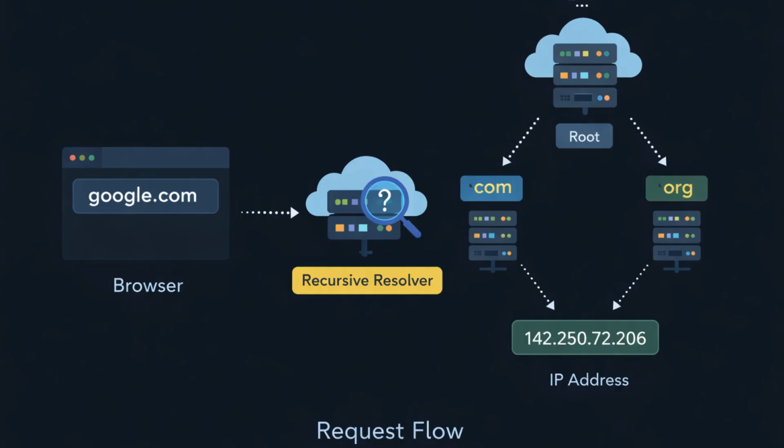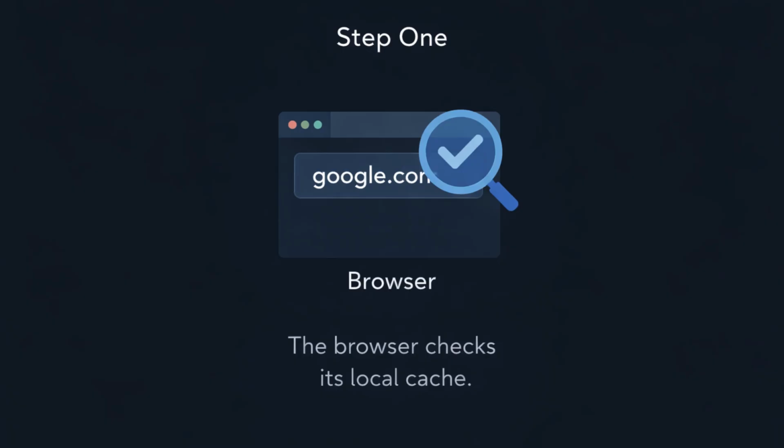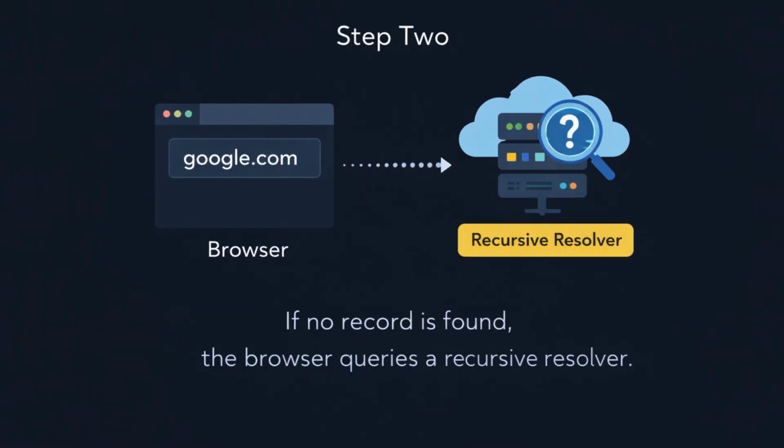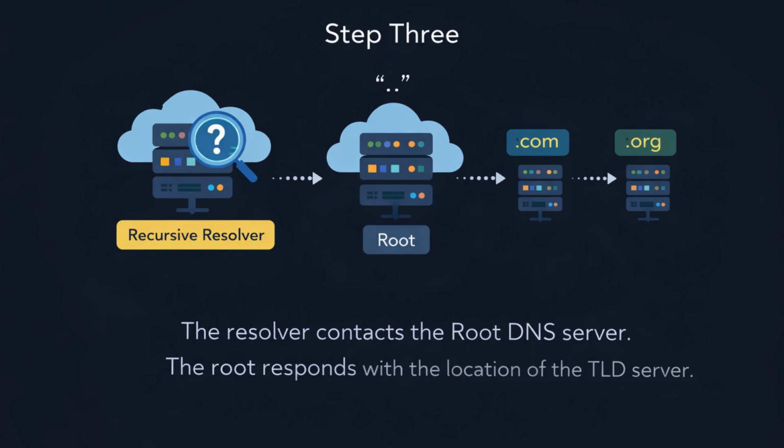Here is the complete DNS lookup flow. Step 1. The browser checks its local cache. Step 2. If no record is found, the browser queries a recursive resolver. Step 3. The resolver contacts the root DNS server. The root responds with the location of the TLD server.